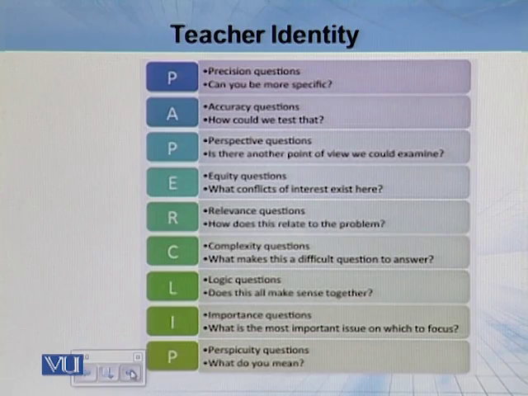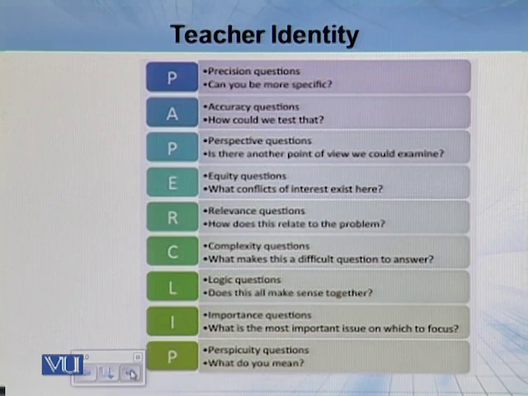The C in PAPERCLIP stands for complexity questions. What makes this a difficult question to answer, for example, is useful for the reflective practitioner to engage with. Remember, as reflective practitioners, we're always working in messy situations and always trying to set unsatisfactory questions so that we're always questioning rather than just finding solutions.